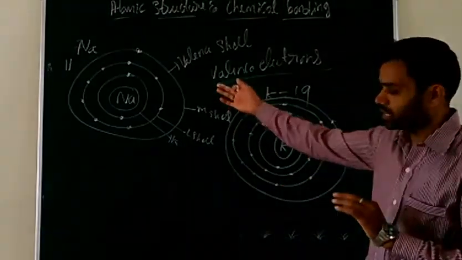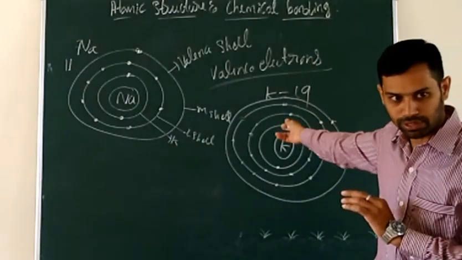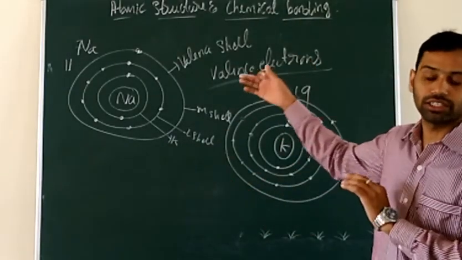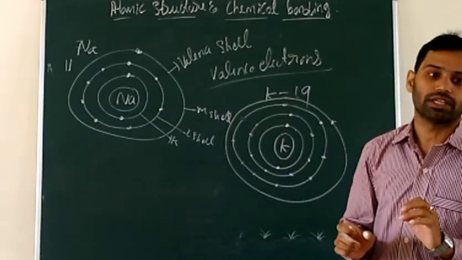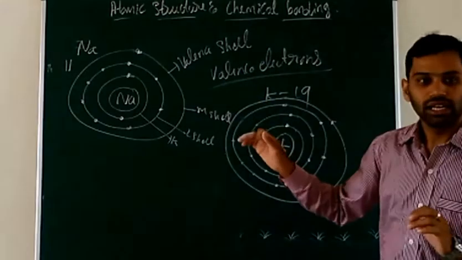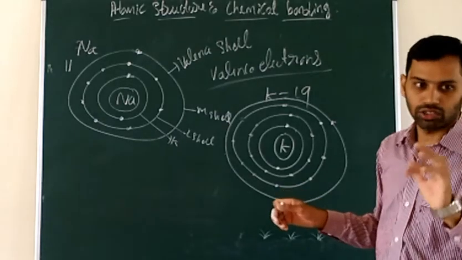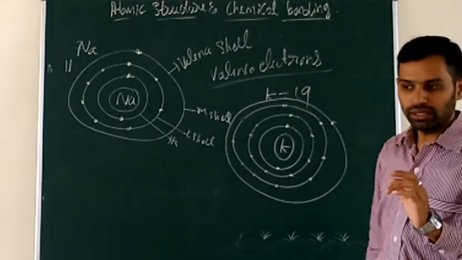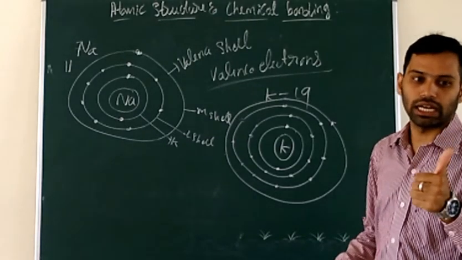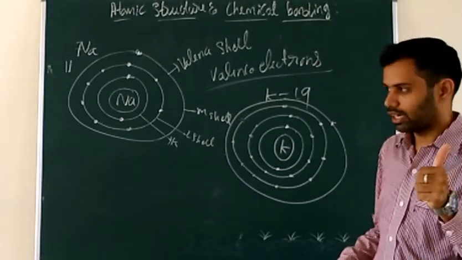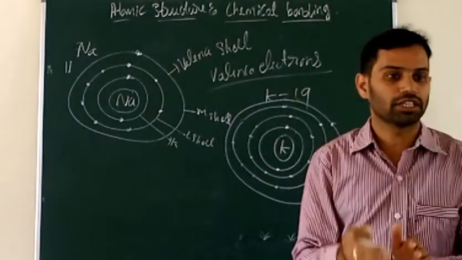Sodium has 1 electron in its outermost shell. What about potassium? In its outermost shell, 1 electron is present. If you take cesium also, in its outermost shell 1 electron is present. They show similar chemical properties because they have only 1 electron in the outermost shell. Hydrogen also has 1 electron. Because of that reason, they are placed in the first group.